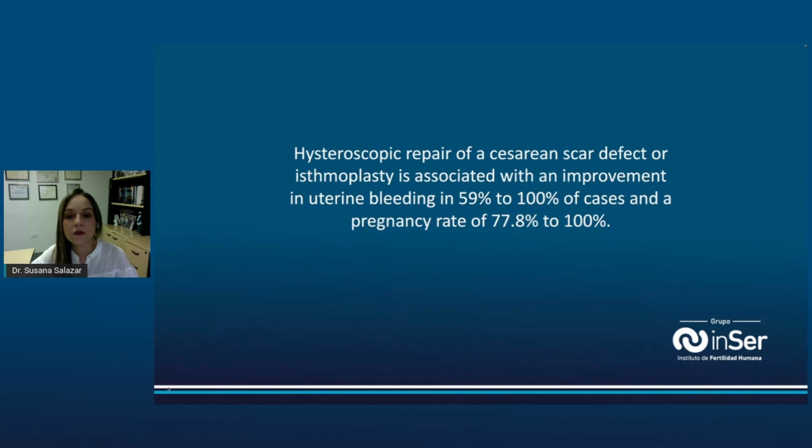Hysteroscopic repair of a C-section scar defect, or isthmoplasty, is associated with an improvement in uterine bleeding in 59 to 100% of the cases and pregnancy rates of 77 to 100%. The procedure is associated with a risk of uterine perforation and bladder injury. In order to avoid these complications, a cutoff of more than 3 millimeters of overlying myometrium has been suggested.